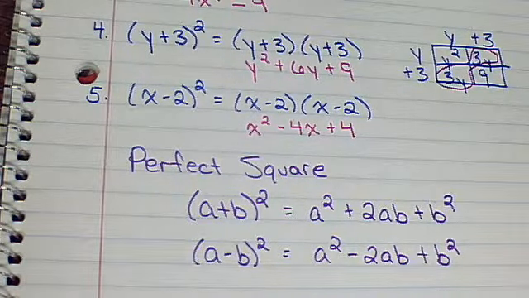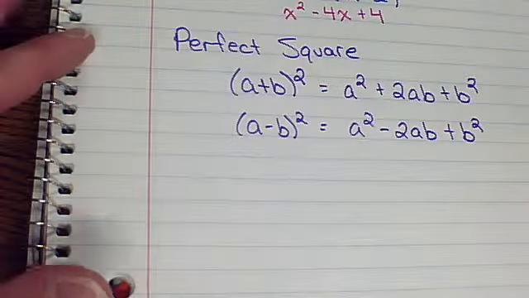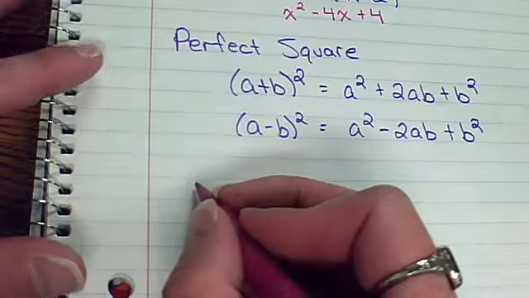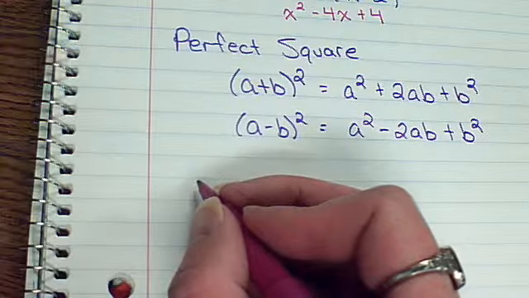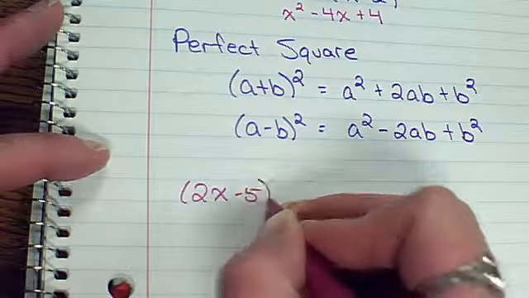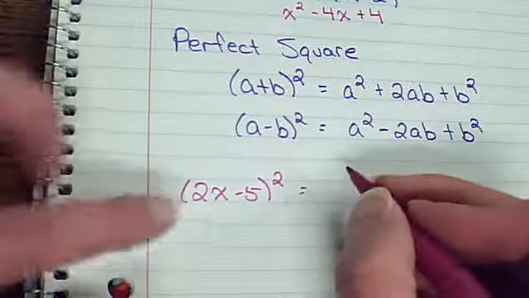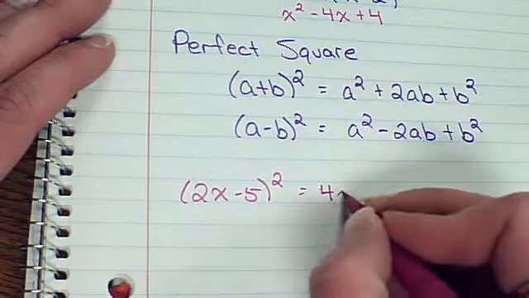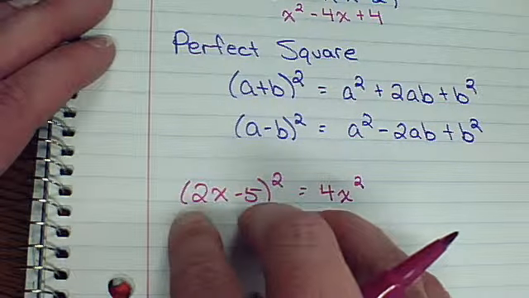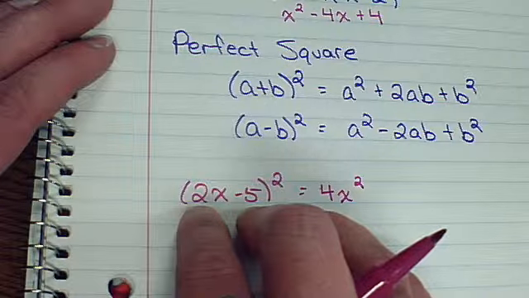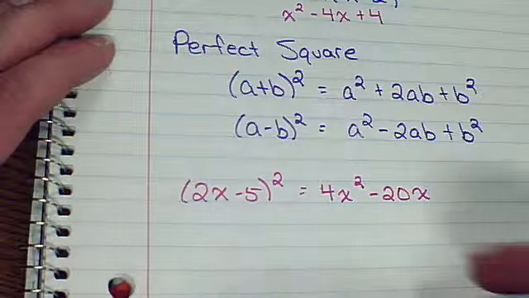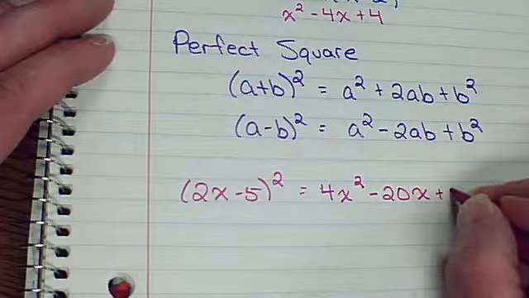So let's look at an example of that. What if I had (2x minus 5) squared. So the pattern says I'd have the first thing squared, which is 4x squared, minus 2 times these multiplied together. Well, if I multiply those together, I would get negative 10x. But double that, that's negative 20x. Nice. Then I have negative 5 squared, which is positive 25.